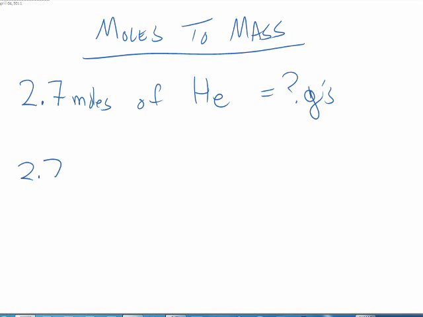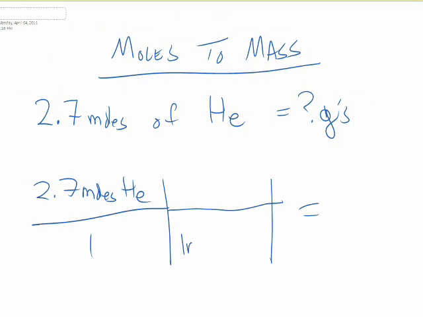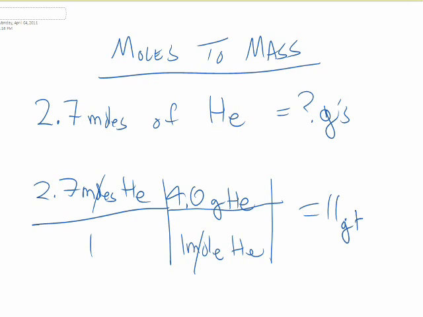So we start with 2.7 moles of helium. 1 mole of helium is 4.0 grams of helium. So 11 grams of helium is in 2.7 moles.